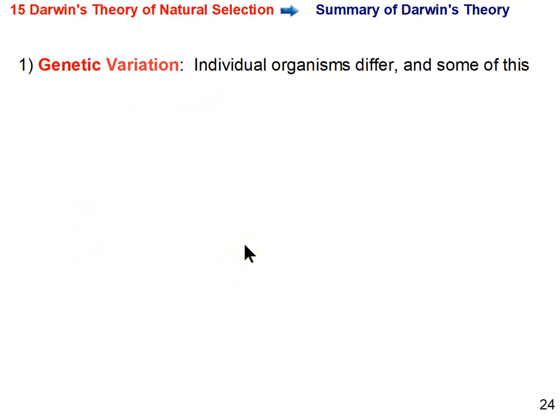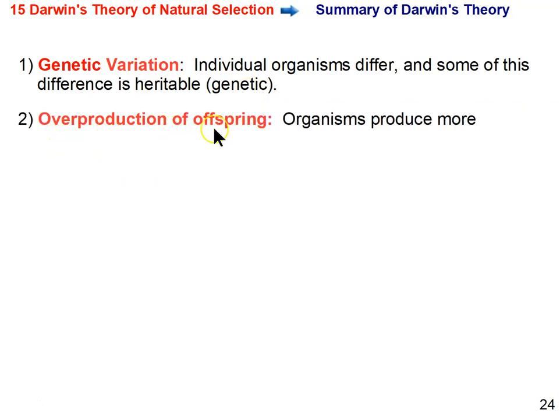So genetic variation: individual organisms differ, right? There's variation between individuals of the same species. And some of this difference is heritable. In other words, genetic. It can be passed on from parents to offspring. It's heritable. You can inherit it. Overproduction of offspring: organisms produce more offspring than can survive and reproduce. That's pretty much true of all species.